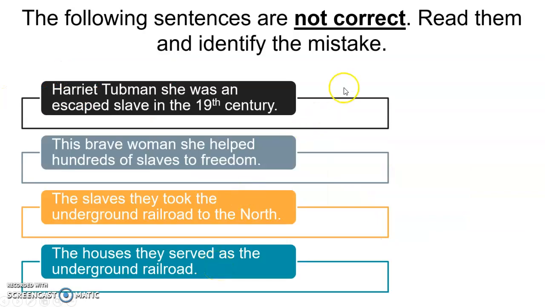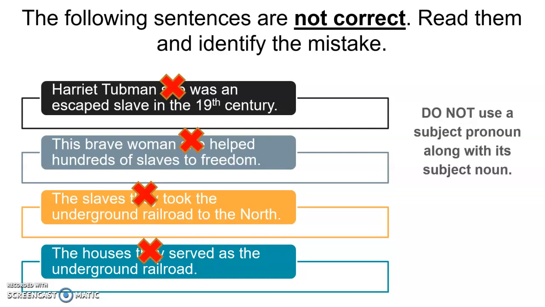Now, the following sentences are not correct. I want you to read them and identify the mistake. There is one little tiny mistake in every single sentence, and that mistake is the pronoun. So in the case of the number 1, the she is extra. In the case of the number 2, the she is extra as well. In the case of the number 3, they is extra, and then in the case of the number 4, they is extra as well. So you guys, we are not going to use a subject pronoun, all right?